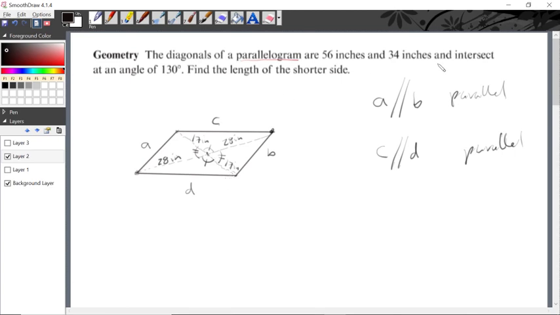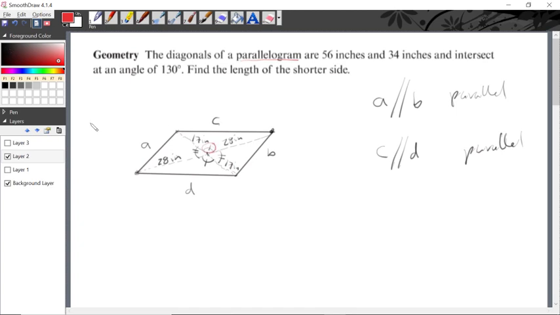So they say that the diagonals intersect at 130 degrees. Well, notice that these two angles right here have to add up to 180 degrees. They must be supplementary angles. But only one of them can be more than 90 degrees, and clearly that is this one right here. So this is the larger angle right here.